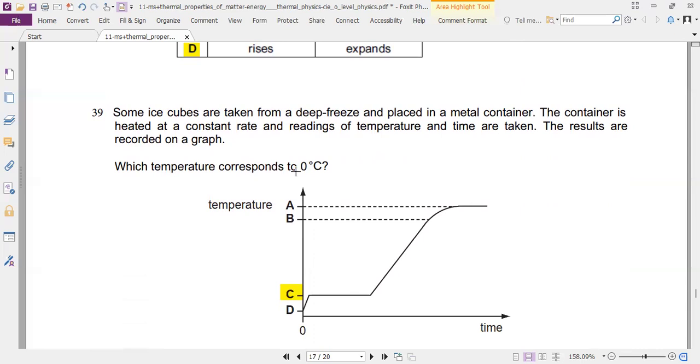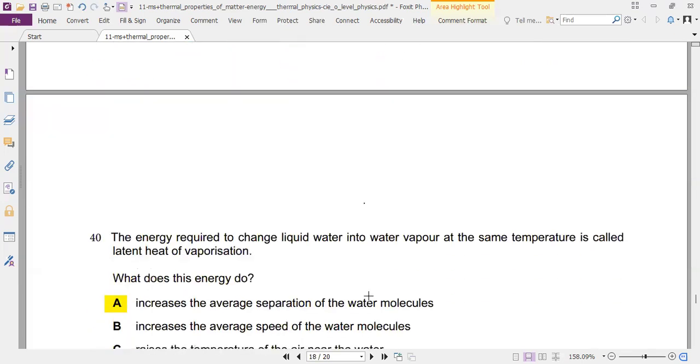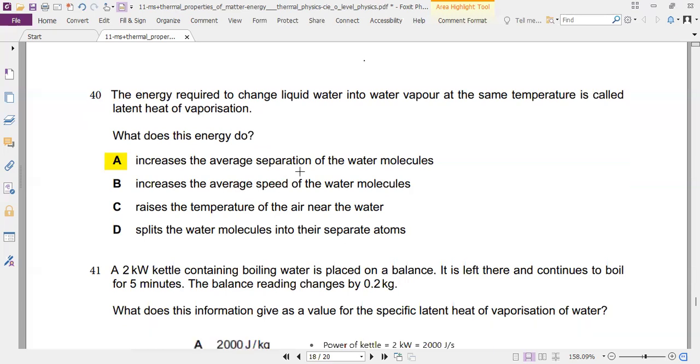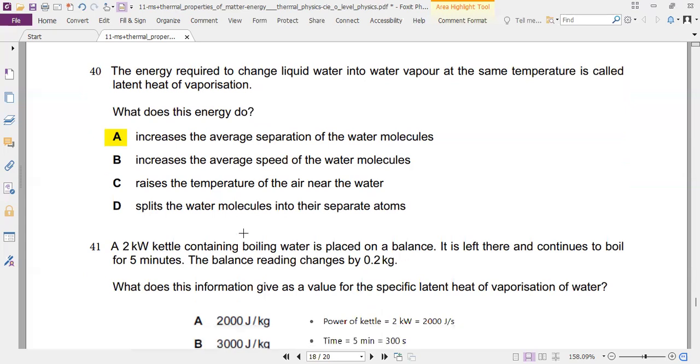Temperature corresponds to C. 0 is this one. So this is where the solid is becoming liquid. The energy required to change liquid water to vapor increases the average separation. It doesn't increase the temperature and average speed, which is also the temperature. And this is not valid anywhere.